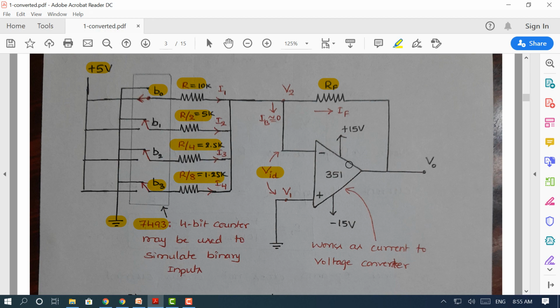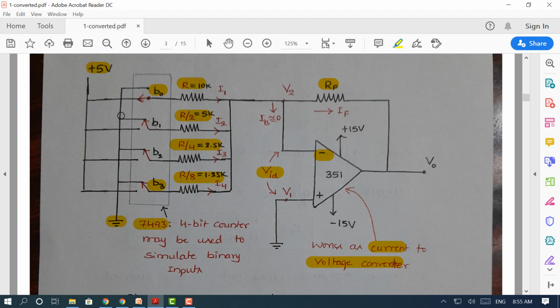One more observation we can make is that the op-amp, which is in inverting mode, works as a current to voltage converter. The sum of all these currents, depending on whichever switches are closed, is the total current coming here, and it is converted into voltage. The load resistance is optional here. In case it is required, we can use 10 kilo ohm as a load resistor to measure the output voltage.